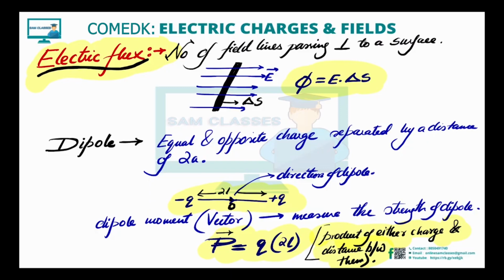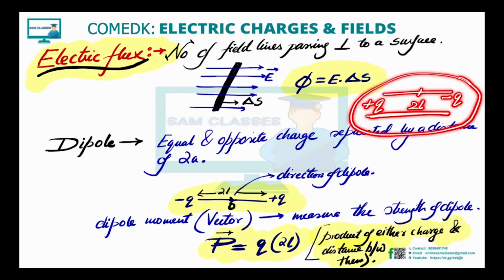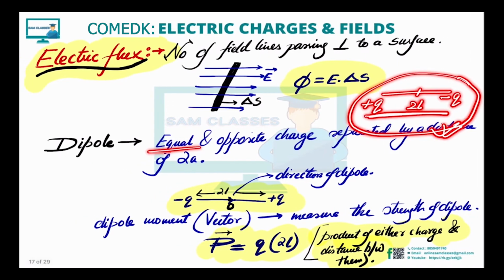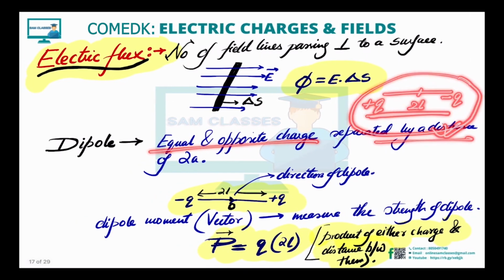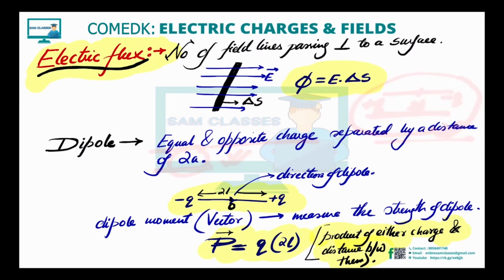Next, we have the concept of a dipole. What is a dipole? It's a very simple concept. We have a positive charge and a negative charge, and we have separated them by a small distance of 2L. That creates the whole system of a dipole. Equal and opposite charges separated by a small distance, either 2A or 2L, whatever it is.